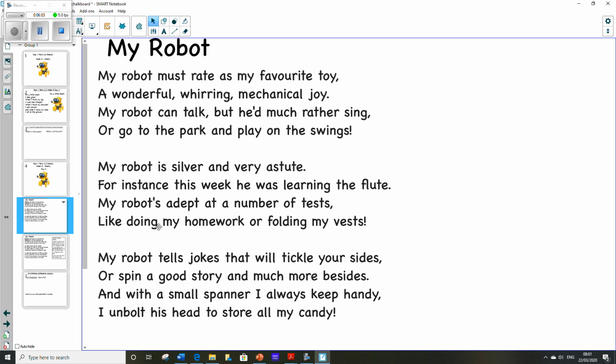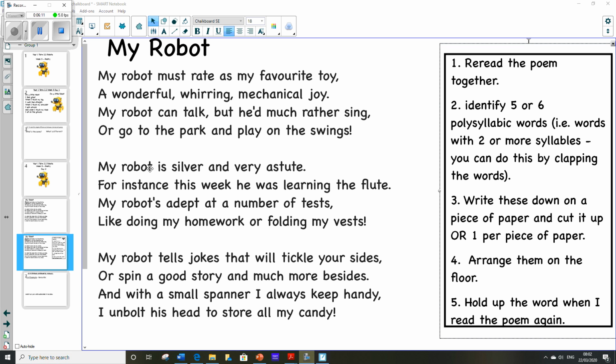Just one additional question. Can you spot the unword in that last stanza? Okay, so here's your first challenge. What I'm going to do in a moment is reread the poem and you can join in.